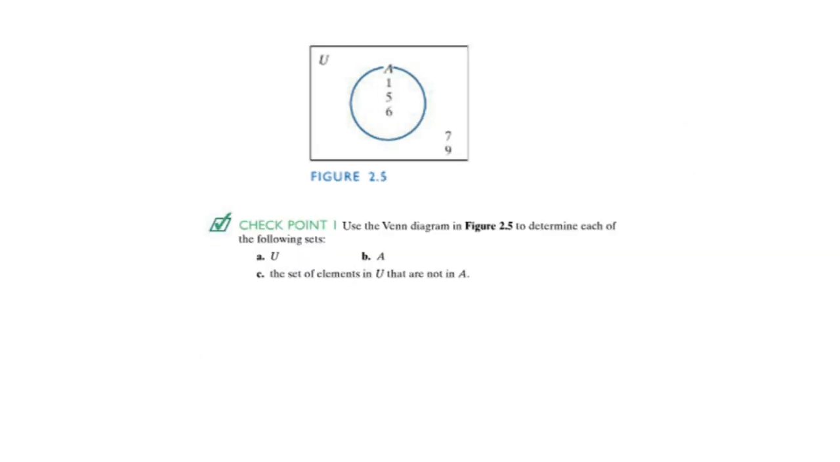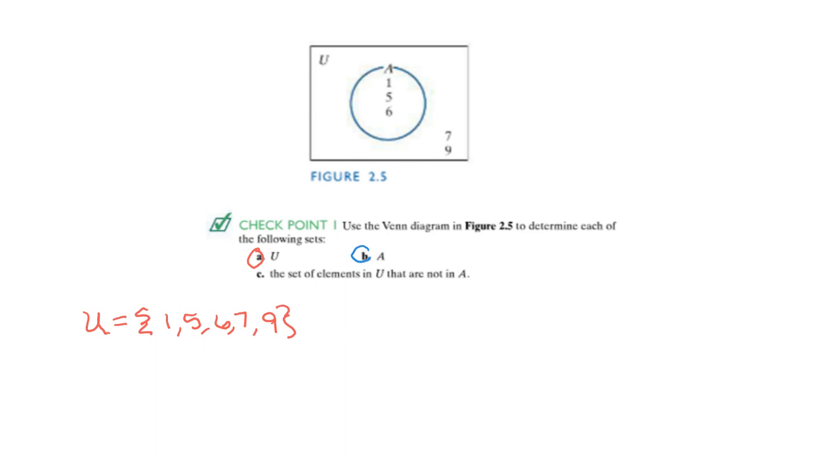We have another Venn diagram given in figure 2.5. You can see the rectangle and the circle A has 1, 5, 6, outside of that circle, but in the rectangle is 7 and 9. Use the Venn diagram to determine each of the following sets. So looking at part A, the universal set is what we need to define first. Remember, the universal set contains all the elements. So I will list all of these elements, 1, 5, 6, 7, and 9. That is my universal set.